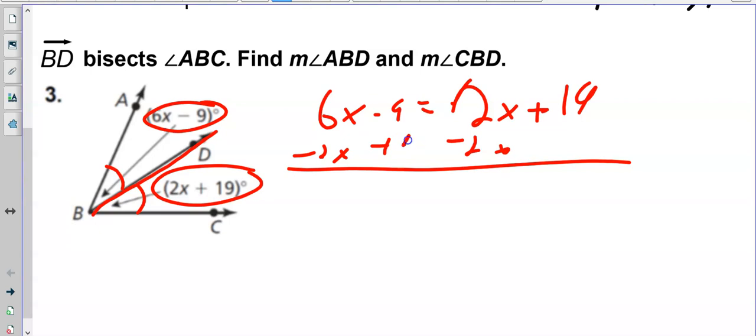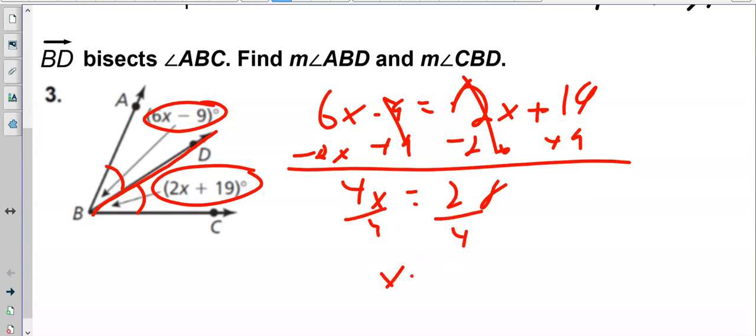I'm actually going to add 9 to both sides right here. I can do that in one line if I want to. That gets rid of that and that. So 6x minus 2x is 4x. And 19 plus 9 is 28. And when I divide by 4, x is 7. That's not what it's asking for.